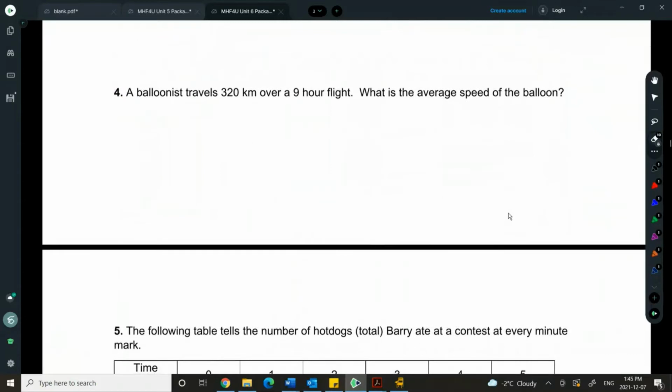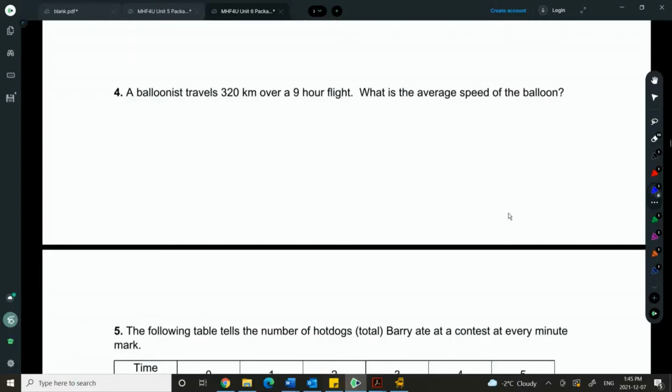A balloonist travels 320 kilometers over a 9-hour flight. What is the average speed of the balloon? So we want to find the average speed of the balloon, which means over the entire trip, I'm taking a look at how far was traveled and how long that took.